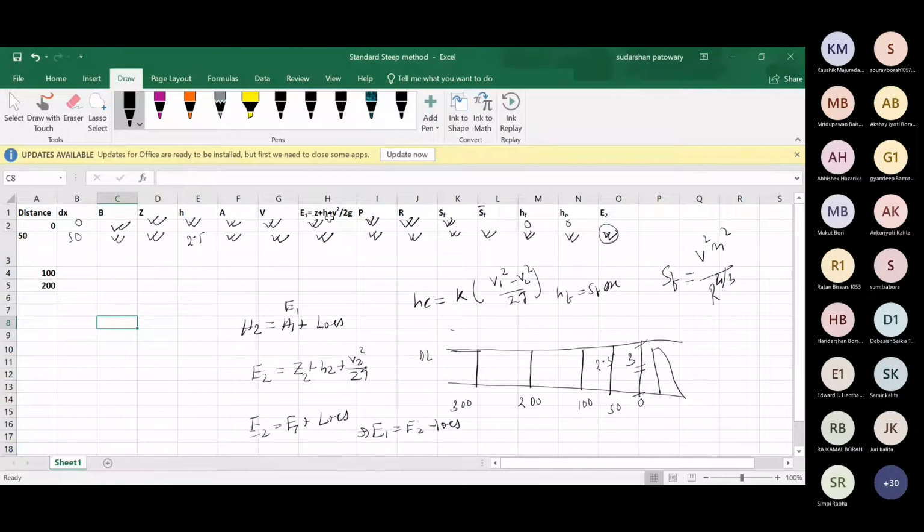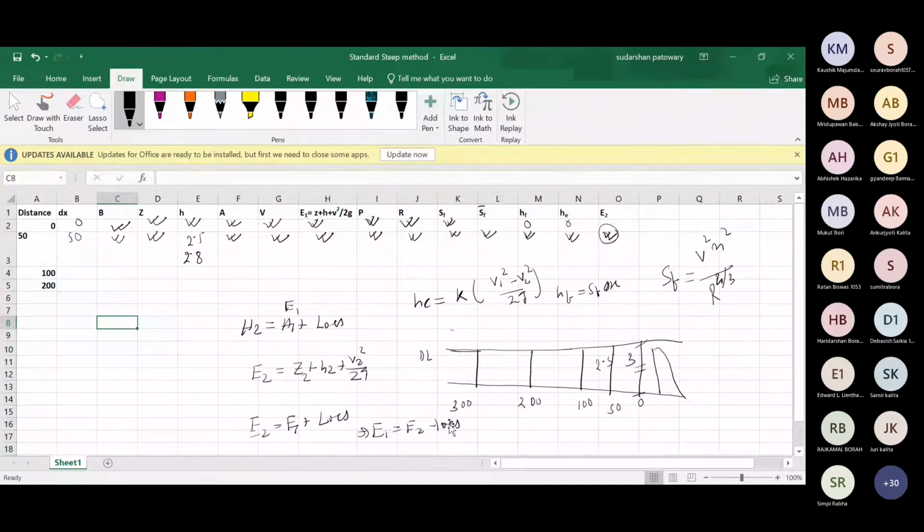If you are getting this value, E1, then your assumed value is correct. If you are not getting E1, then again you have to take another value. Suppose now I am taking 2.8 as the next value. This 2.5 and 2.8 depends upon whether this error is negative or positive. If E1 is equal to E2 minus loss, after that it is a positive value.